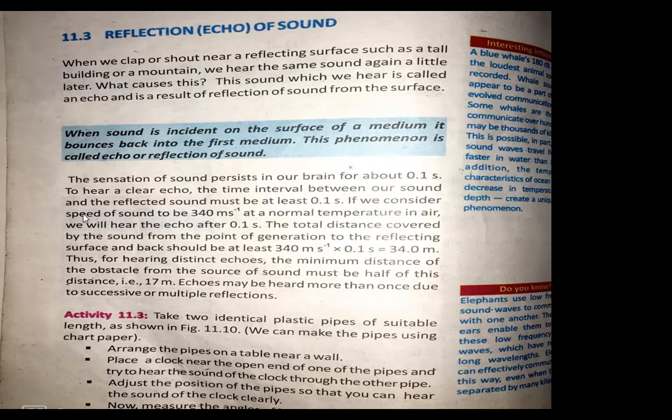If we consider the speed of sound, let's suppose the speed of sound is 340 meters per second. This is the speed of sound, 340 meters per second, at normal temperature in air. If the temperature of the air is normal, our speed of sound will be 340 meters per second. So we will hear the echo after 0.1 second.